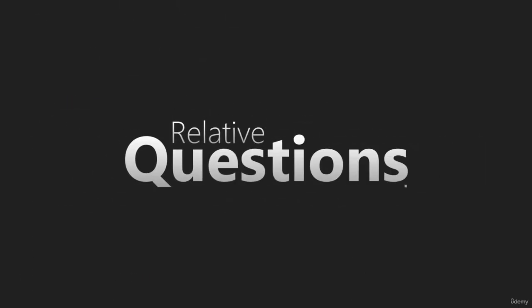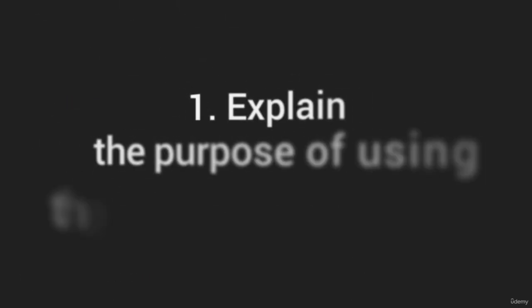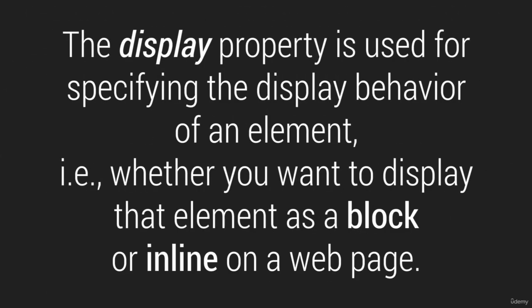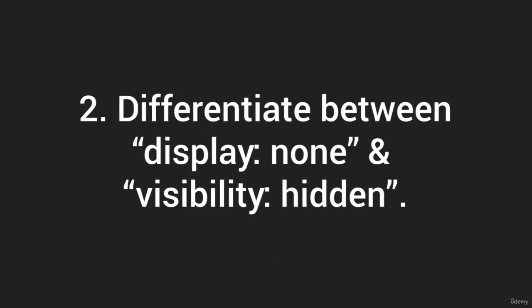Let's talk about relative questions. So the first question is, explain the purpose of using the display property. Well, it is used for specifying the display behavior of an element, that is, whether you want to display that element as a block or inline on a web page. Second question, differentiate between display none and visibility hidden.